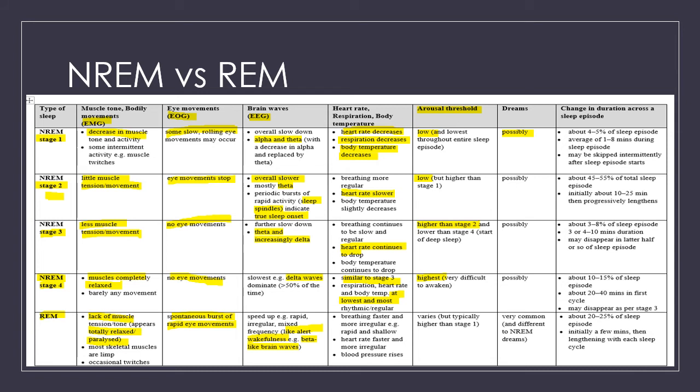Your breathing rate is going to be faster. It's going to be irregular. Your blood pressure is going to rise during your REM. But your body's going to be completely still, and that's why they call it paradoxical sleep. Dreams are very common in REM sleep, and they're going to follow a logical idea. If you ever remember a dream, it's because you woke up during a REM sleep cycle.